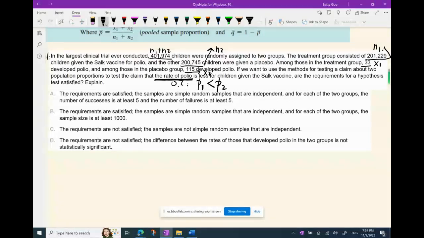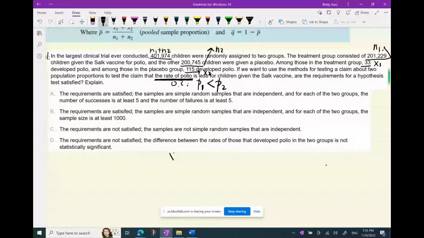Are the requirements for a hypothesis test satisfied? Explain. We are actually not really testing it here, but we could if we want. Let's see. Simple random sample, that's the first requirement. Second requirement, independent. I don't think the two samples have any relationship that makes them dependent. So independent is also satisfied. Since N sub 1 and N sub 2 are so large, I don't even have to compute.